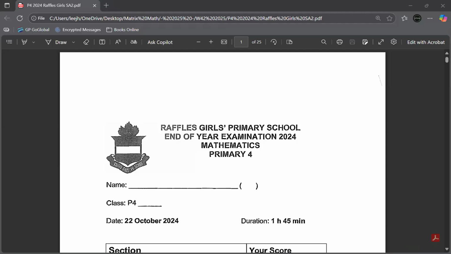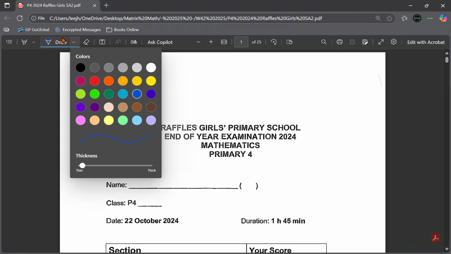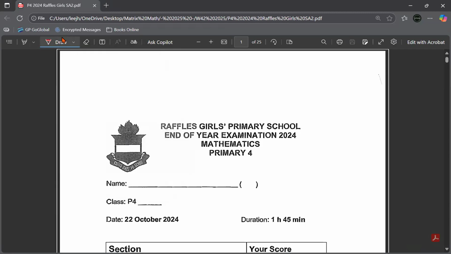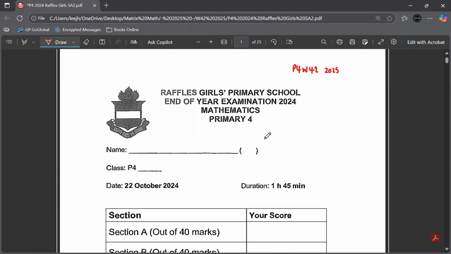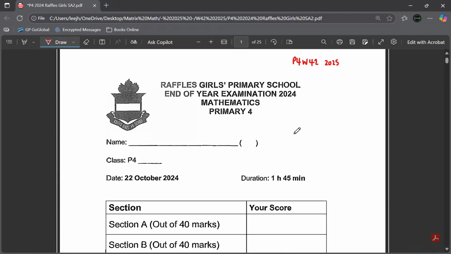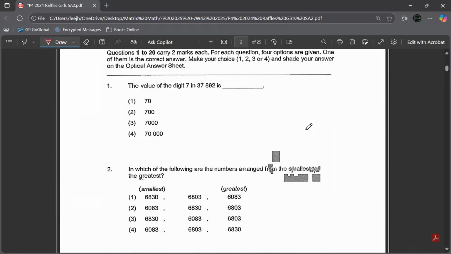P4 exam paper review. This one is for P4 week 42 practice, 2025. It's from the Raffles Girls 2024 SA2 exam paper. Okay, so first question.